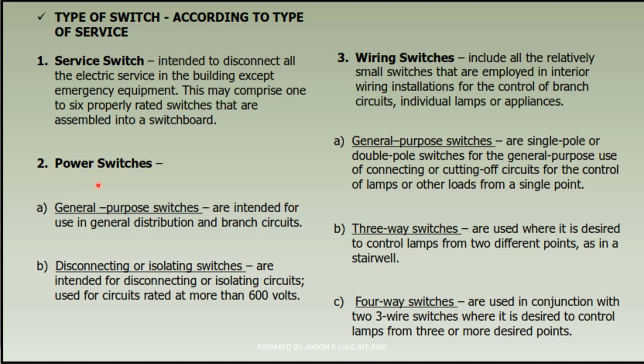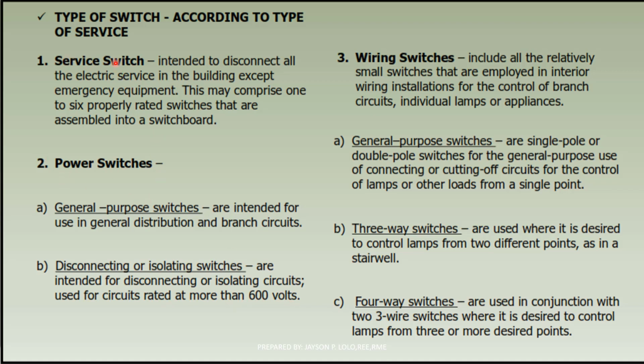The next one is the power switches. The power switches are the general purpose switches, which are intended for use in general distribution and branch circuits, while the disconnecting or isolating switches are intended for disconnecting or isolating circuits rated at more than 600 volts. Now, this is the power switches.